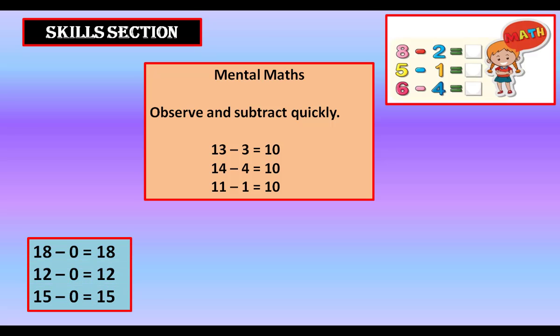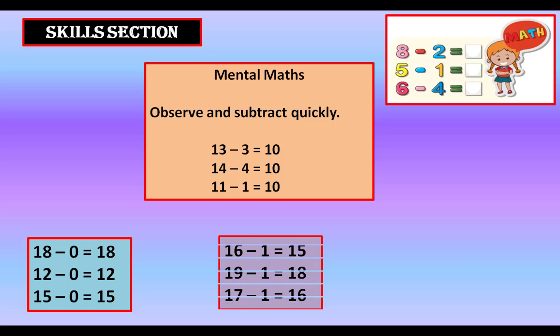18 minus 0 is equal to 18. 12 minus 0 is 12. 15 minus 0 is 15. 16 minus 1 is equal to 15. 19 minus 1 is equal to 18. 17 minus 1 is equal to 16.